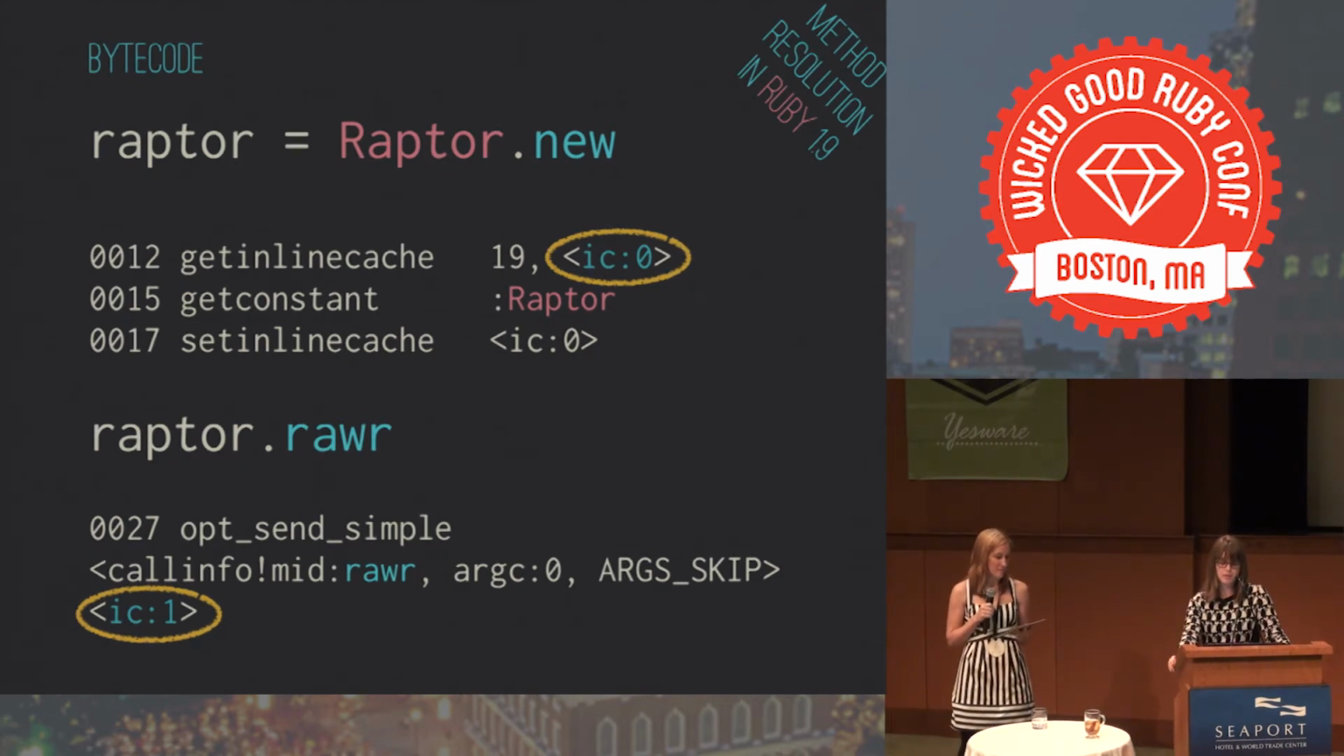So the Raptor constant is cached similarly to method caching to method calls. Also, raptor.rar is going to call opt_send_simple, which is similar to the send method. Opt_send_simple is going to save the method address to the cache, as well as modifying the bytecode to include that inline cache object.